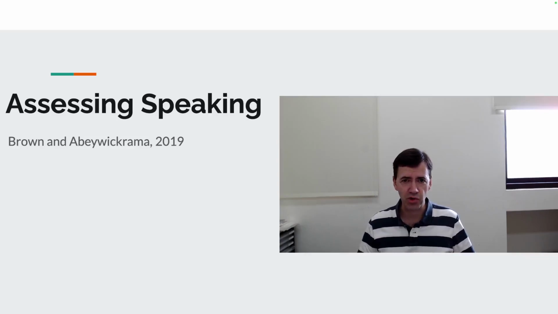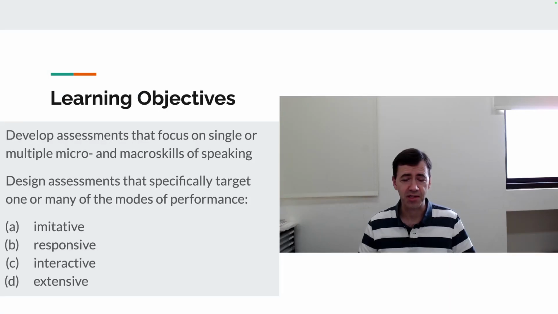If you want to be communicatively competent, you need to have grammar knowledge, discourse knowledge, sociolinguistic knowledge, strategic knowledge. And so sometimes you have to see that those two things overlap, but at the same time, you need to be able to assess them differently too. How to use performance-based assessments. I mean, it's speaking. So if you want to really assess speaking authentically, then there needs to be some kind of performance. Develop assessments that focus on single or multiple micro and macro skills, and design assessments that specifically target one or many of the modes of performance.